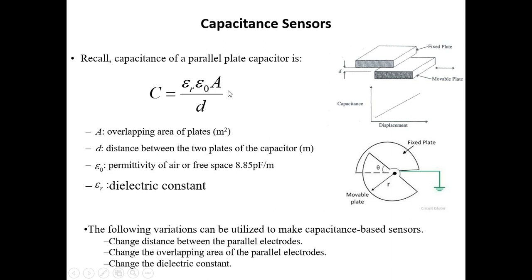So by varying the distance of separation, or A, or maybe sometimes even by changing epsilon R, it is possible to change the value of C. If you are interested in measuring a physical quantity, that physical quantity is going to change any of these parameters, either epsilon R, A or D, and in this way it is possible to measure the C value. There are many applications for this type of sensor. This one is used for linear capacitance, whereas this one is used for angular change. Both are capacitance sensors, but this is used for linear motion, and this part is used for angular.